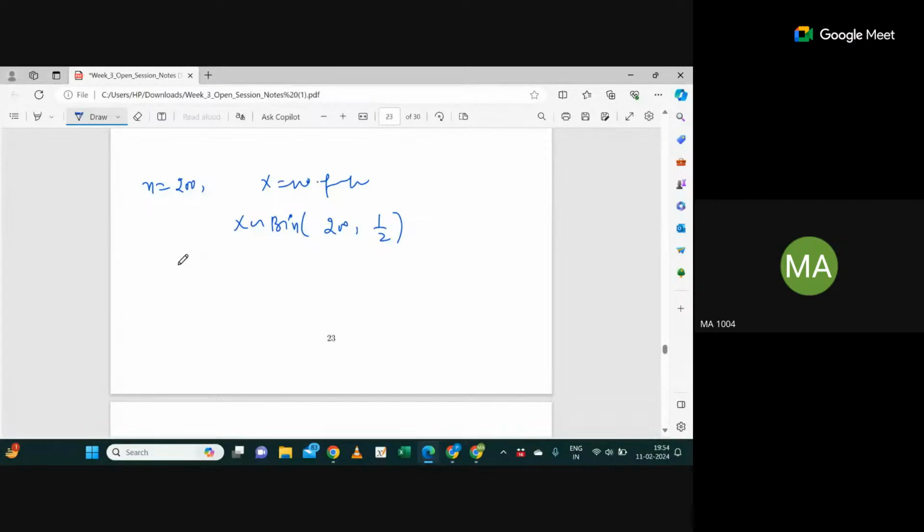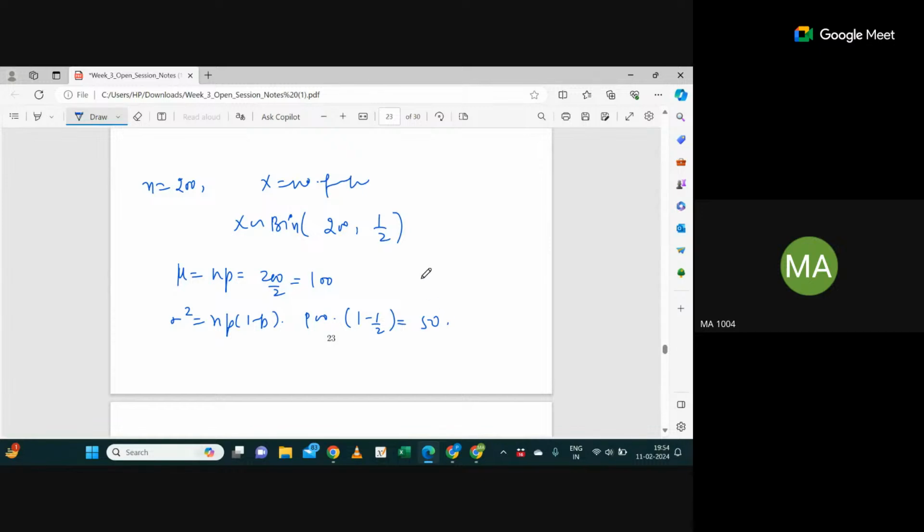What will the mean be? We need the mean, which is np, which is 200 by 2, which is 100. And we need the variance, np(1 minus p). So 100 into 1 minus half, that means 50, right?